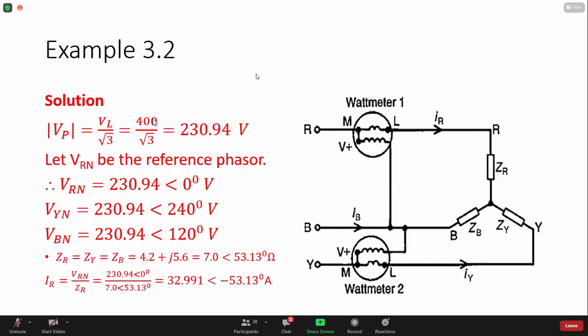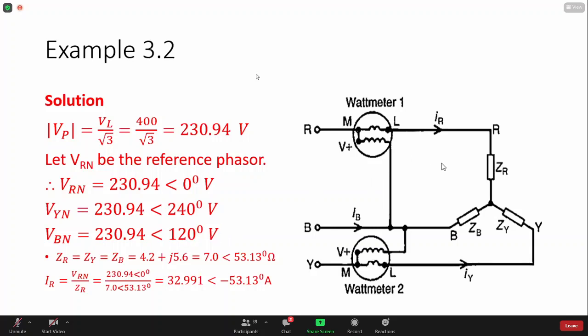Sorry. The phase voltage would be the line voltage divided by √3. Everybody with me? Yes, sir. All right. And then we're going to, as usual, take VRN as our reference phasor for the star system. VRN is 230.94 at angle 0. Therefore, VYN is 230.94 at angle 240. And VBN is 230.94 at angle 120.